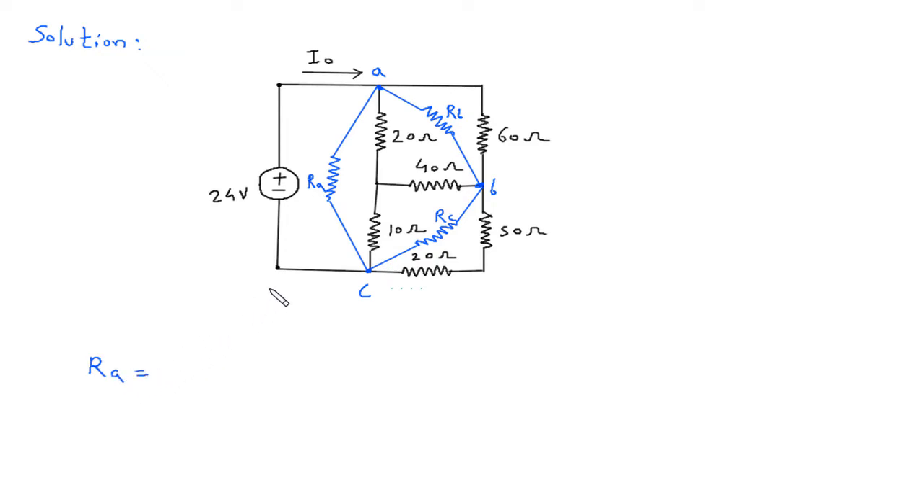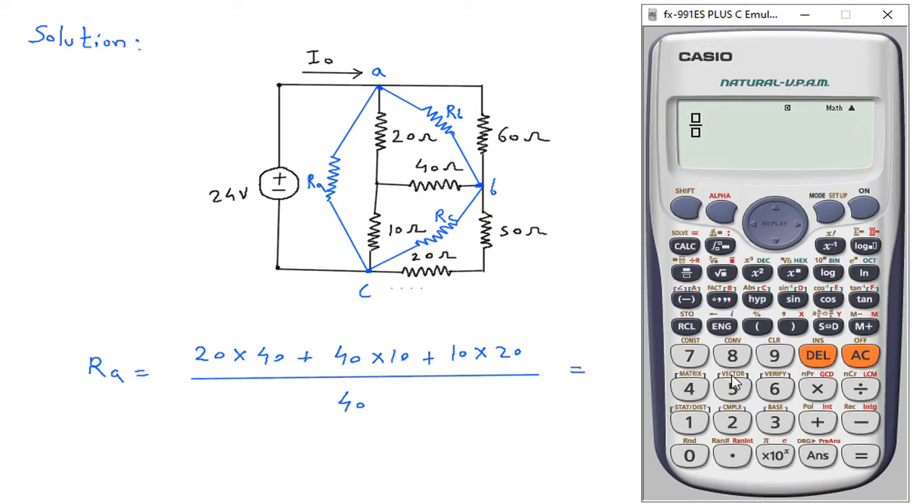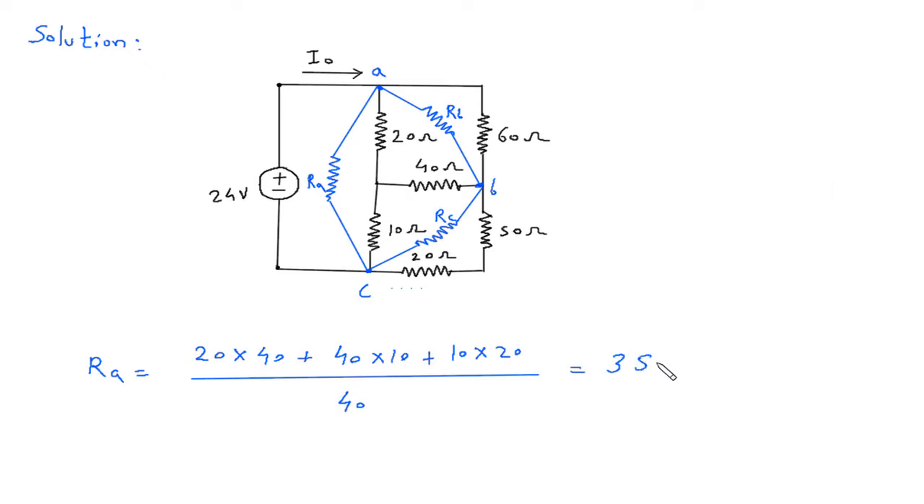So RA is equal to 20 into 40 plus 40 into 10 plus 10 into 20, divided by this 40. This will be 20 into 40 plus 40 into 10 plus 10 into 20 divided by 40. It is equal to 35 ohm.